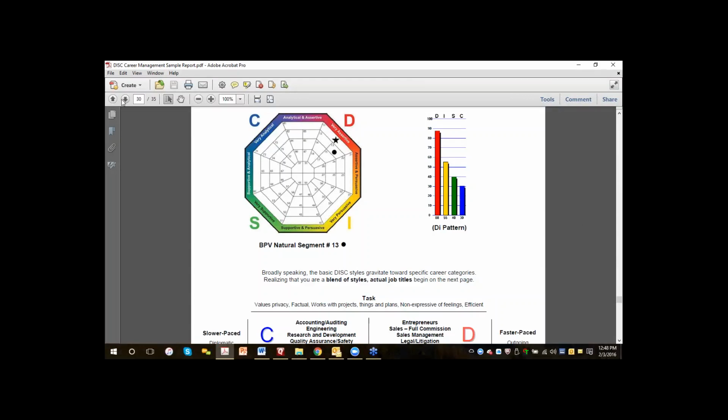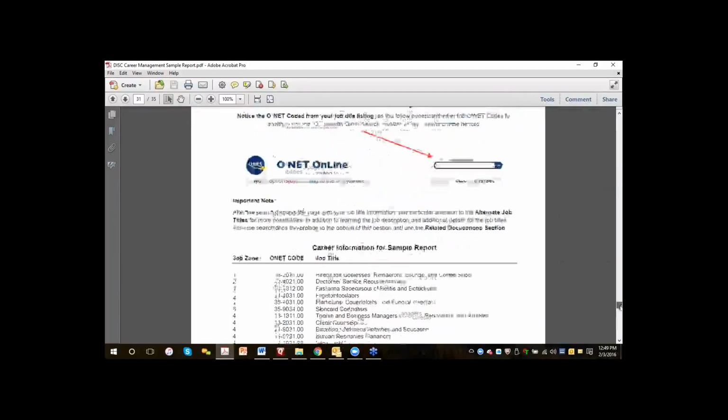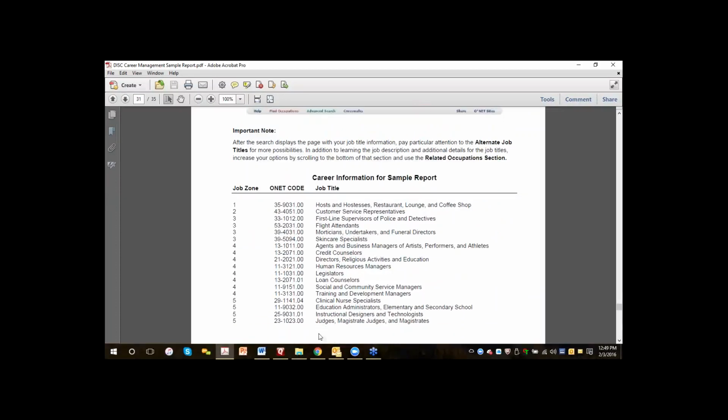Now let's go to the next page, and you'll see that it starts listing all these jobs that this person with this style could naturally adapt to. Notice job zone 1 means it doesn't require any education, so a host, a hostess, etc. And then as the education goes up, you'll see the sophistication of the job goes up all the way to 5s, which could be a judge. So look, a host or hostess or a judge.